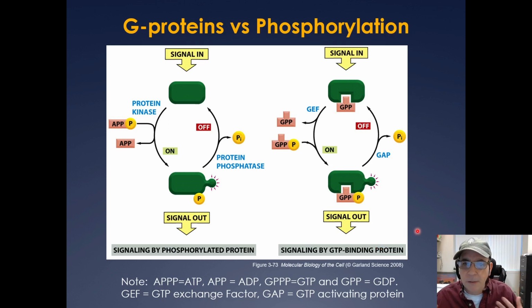This is one of those big picture items I really want you guys to understand. How do protein kinases and phosphorylation function relative to how G proteins and GEFs and GAPs work? Okay, so just know your GEFs, know your GAPs, know your kinases, know your phosphatases, and have a real good understanding.